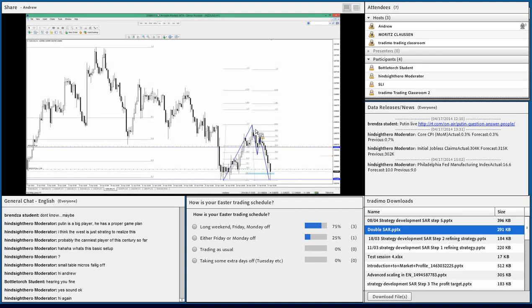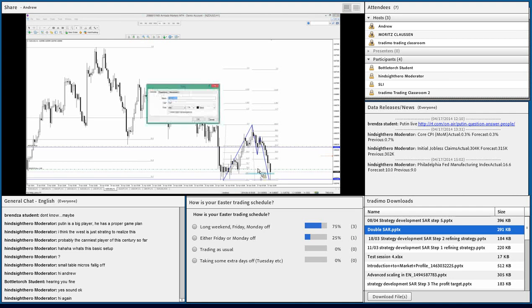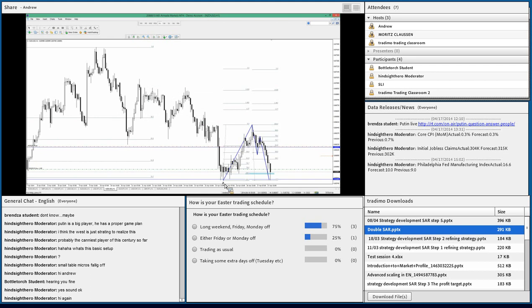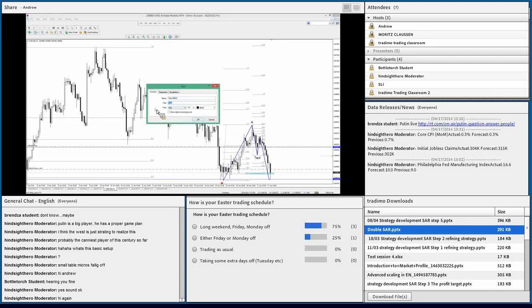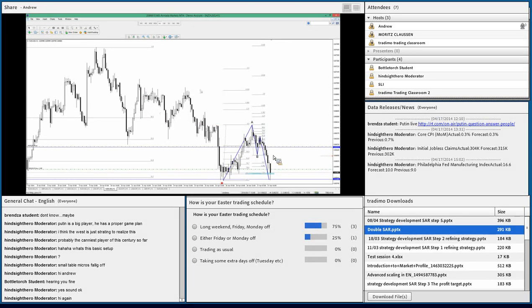So if we label this, because we have labeled this now, let's just label this quickly. We've got point X. We rally up to point A, price retraces down to point B, it then rallies back up to point C, and we're looking to trade it at point D, which is here.